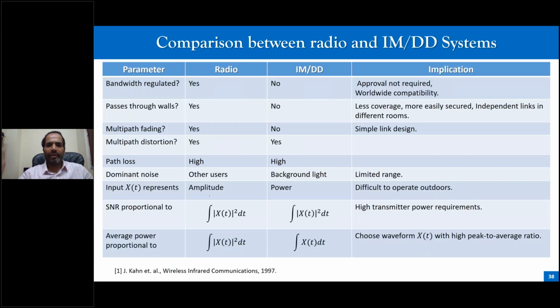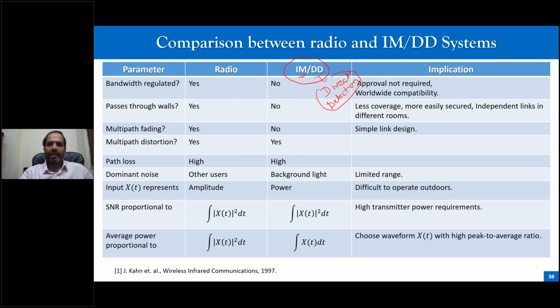Now let us look at the differences between a radio signal and an IMDD link. IMDD stands for intensity modulation. We have seen that over LEDs we can simply modulate the intensity. DD stands for direct detection. Direct detection simply means that we are using a photodiode, nothing else, nothing complicated. You just have a photodiode and you just have an LED. So this is direct detection.